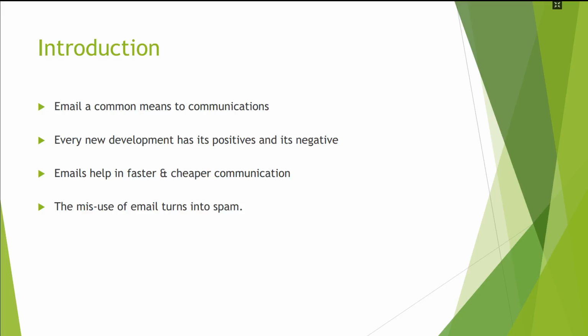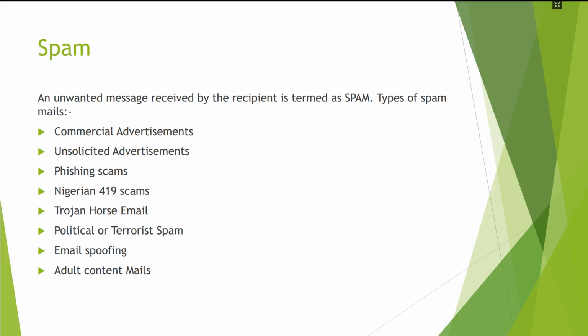Any message that is delivered to a recipient which is not expected by them is called email spam. So any unwanted message received by the recipient is termed spam. The opposite of spam is ham. It is the legitimate message that a recipient is anticipated to receive. So spam is just an unwanted message received by a user. There are various types of spam messages.